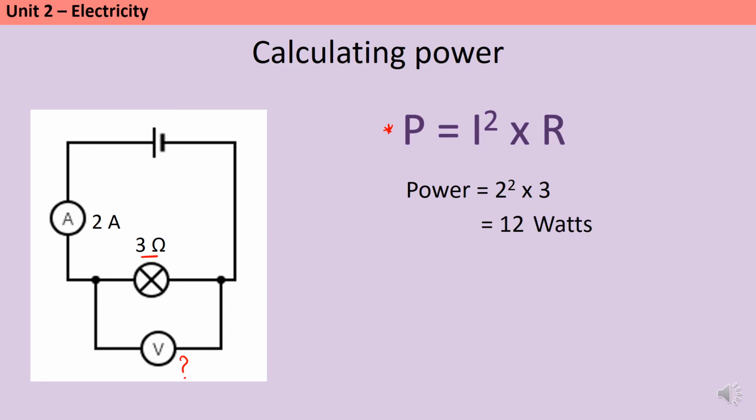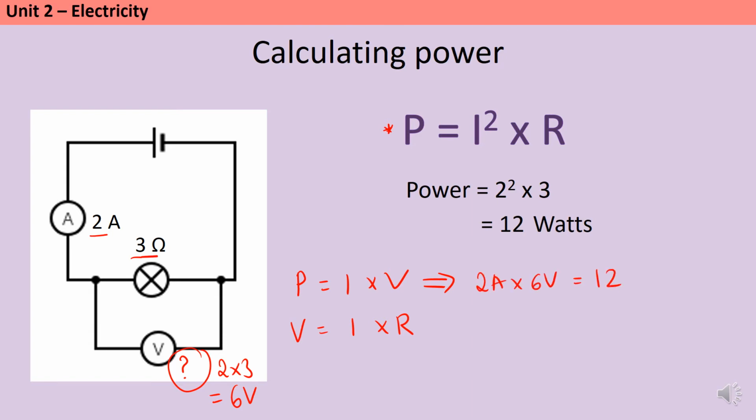Actually, if I can remember the previous two equations, I can check my working. So originally we were using P equals I times V, and I know that V is I times R. So I can work out the reading on this voltmeter here by doing 2 times 3. So 2 times 3 is 6 volts, and so if I go back to my original equation, I'd now be doing 2 amps times 6 volts, which still gives me an answer of 12 watts.